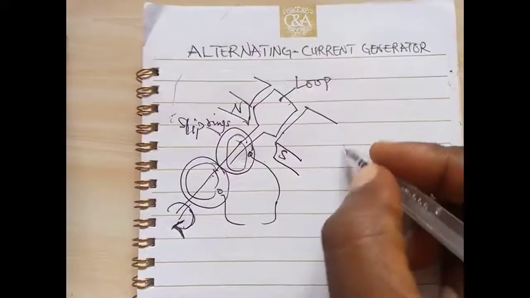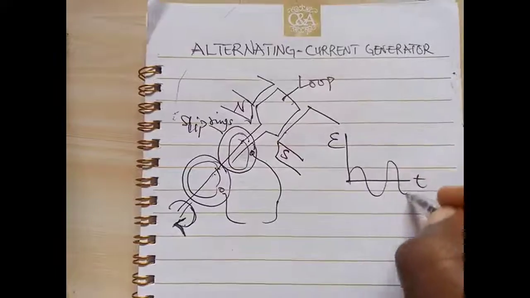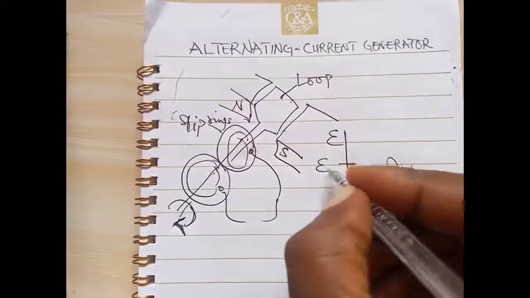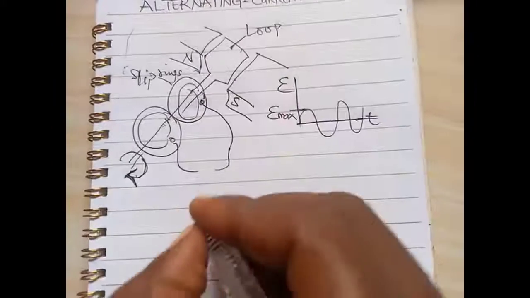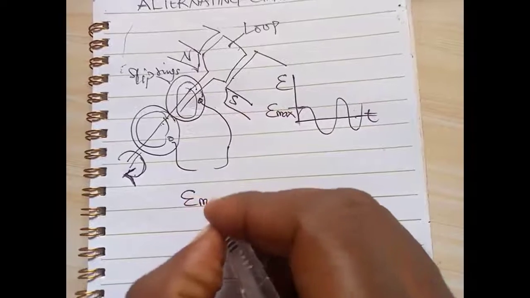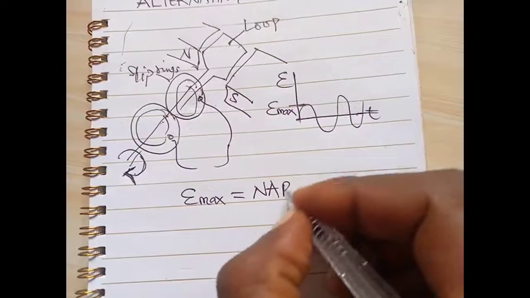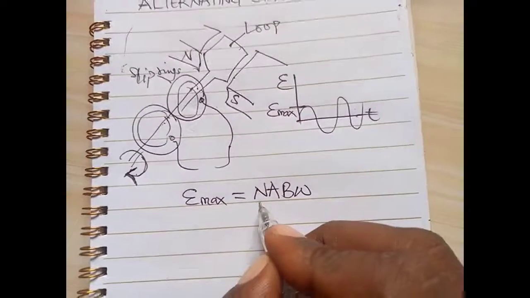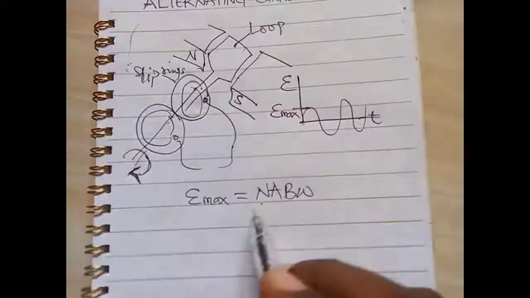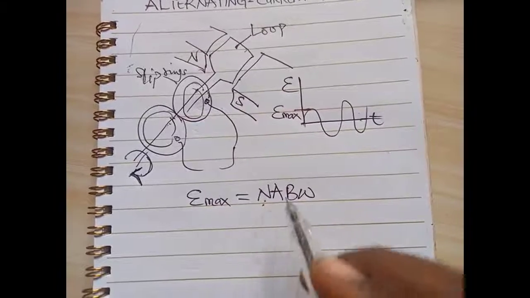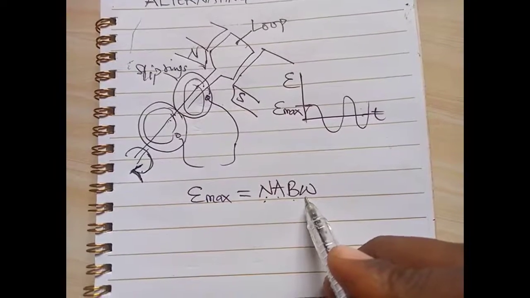Now, if we plot the graph of the EMF against time, we will have something like this, and this is the maximum electromotive force. So we have a relationship that says that E max, the maximum electromotive force, is given as N A B omega, where N is the number of turns, another word for it is windings, A is the area, B is the magnetic field, and omega is the angular speed.